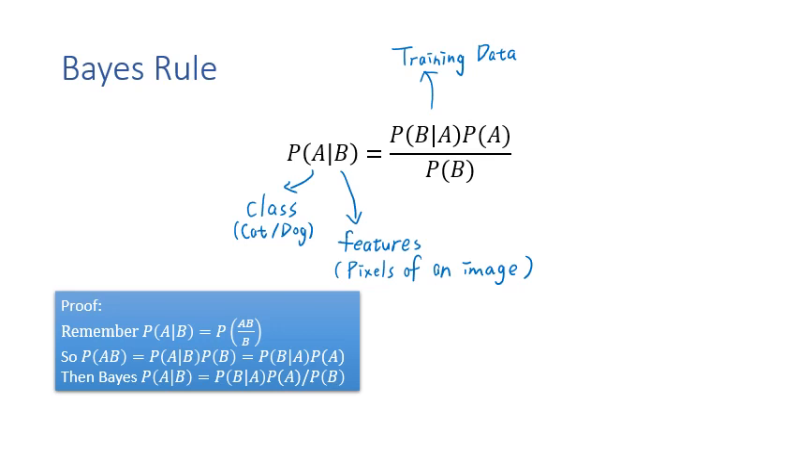Okay, so in machine learning, P of A is also called the prior. And P of B given A is called the likelihood. And P of B is called the evidence. This is how Bayes' rule is applied to machine learning.